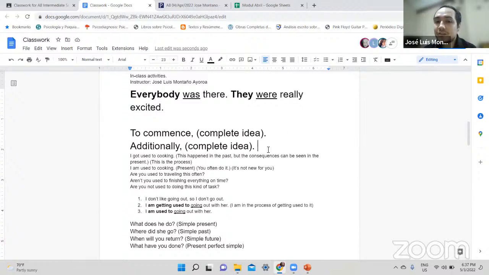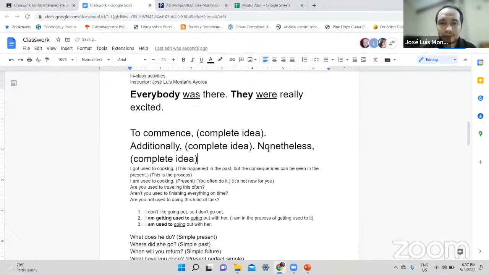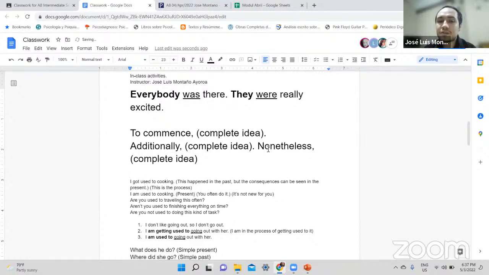Then after additionally, you're going to try to use contrast, please. But instead of using something like that, this time you're going to use this word, nonetheless. Nonetheless is almost the same, I would say, as however. Contrast, complete idea. That's one thing, please, use those ones. And also, again, don't follow this order. You can use this in the order that you want. Of course, to commence is better at the beginning or in the second idea.